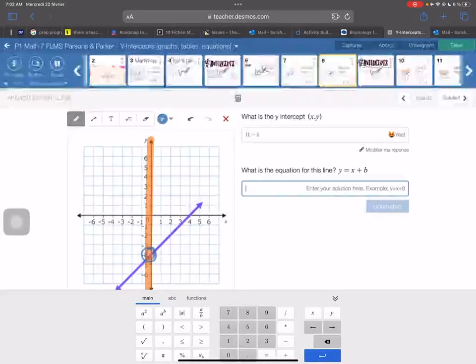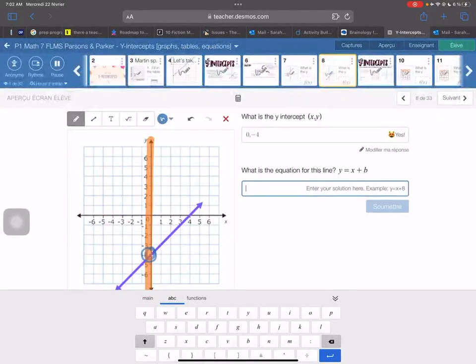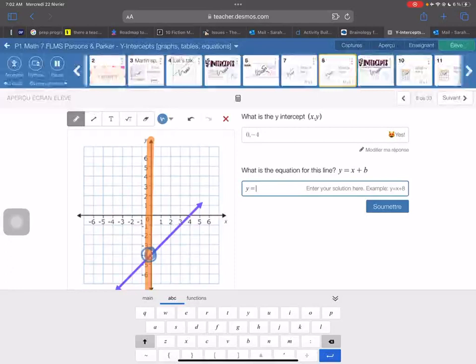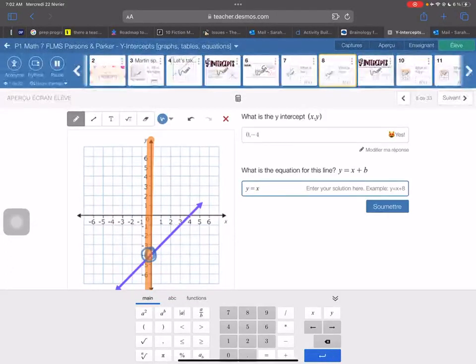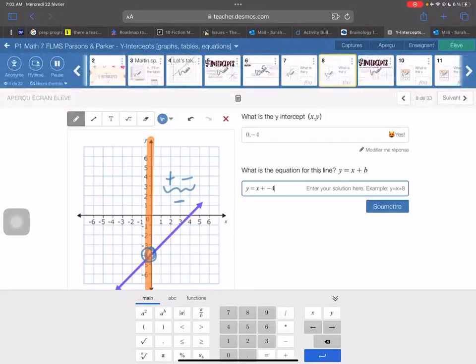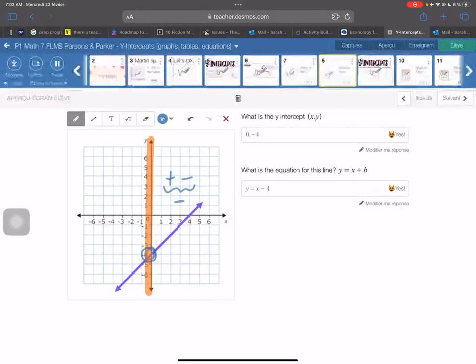My equation for this, again, is in the form y equals x plus b. So y equals x plus b. And my b in this case is going to be -4. So instead of writing plus minus 4, I know that adding and subtracting simplifies into subtraction. When I add a negative, I am subtracting it. So this is going to be x minus 4.